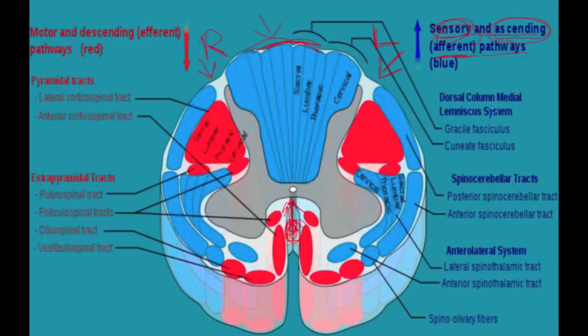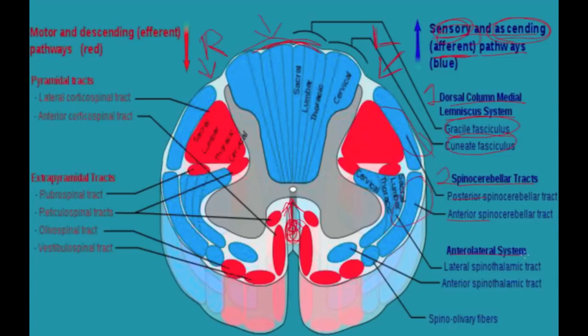The ascending pathways are divided into 3 main tracts. Number 1 is the dorsal column medial lemniscus system. These have 2 subtypes, which are the gracile fasciculus and the cuneate fasciculus. These are 2 smaller tracts which make up the bigger tract. Then, number 2, we have the spinocerebellar tracts, posterior and anterior. These correspond to where in the spinal cord they are. So as you can see, the posterior one is right here, the anterior one is right here.